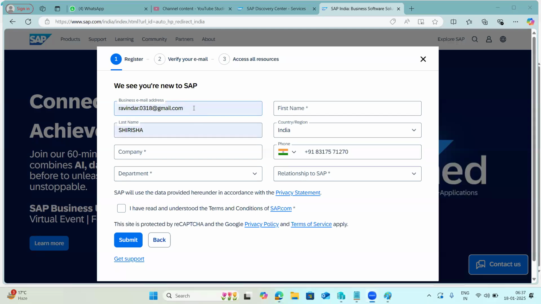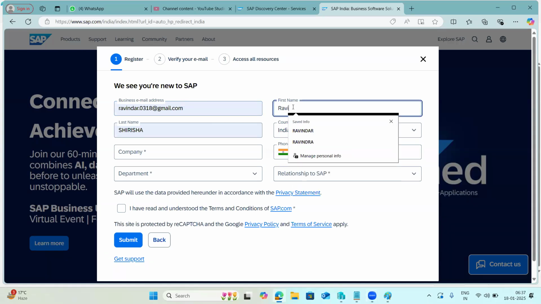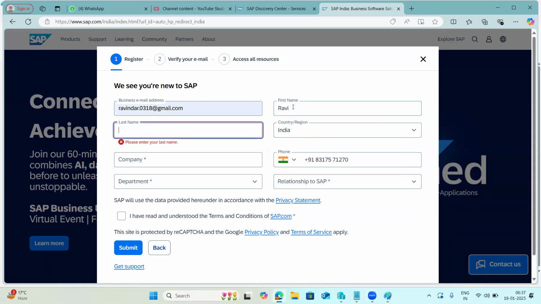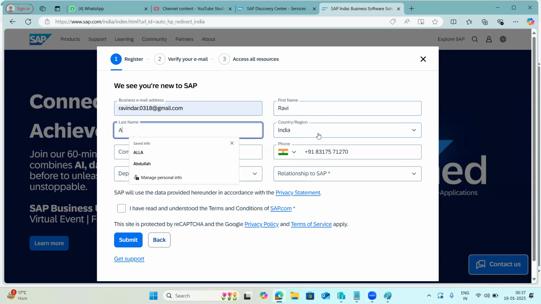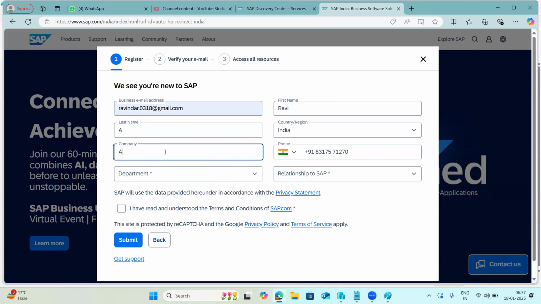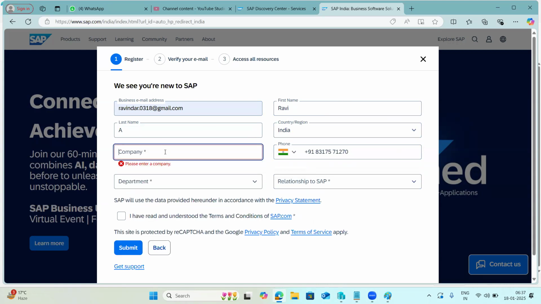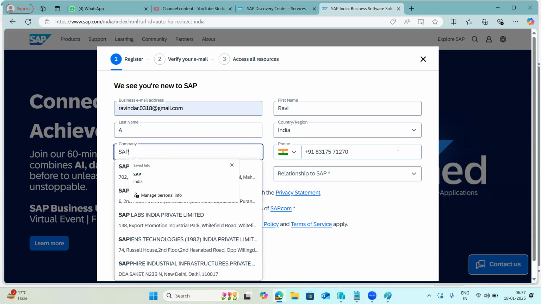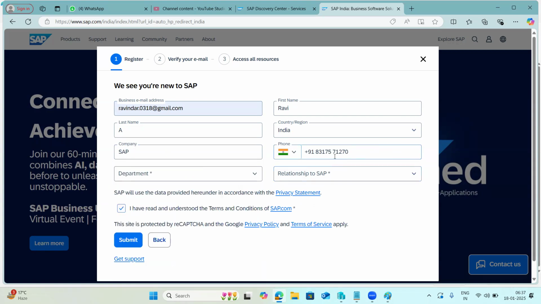Then you can provide your Gmail, then first name, last name, whatever it may be. You can provide all the details here. Then India, then company. Whatever the company, it is mandatory, so just provide SAP. Then a mobile number is mandatory here, because for password reset or authentication you will get it. Then department, administration department, and relationship with the customer, consultant.